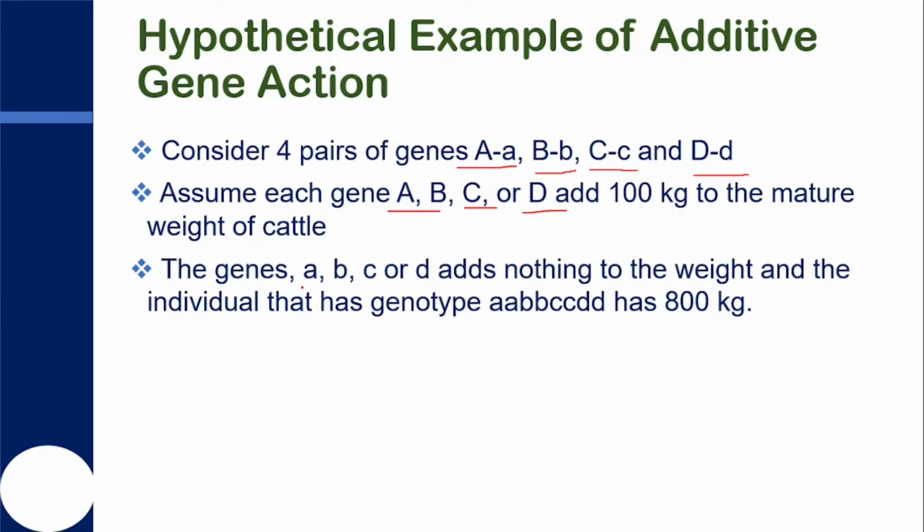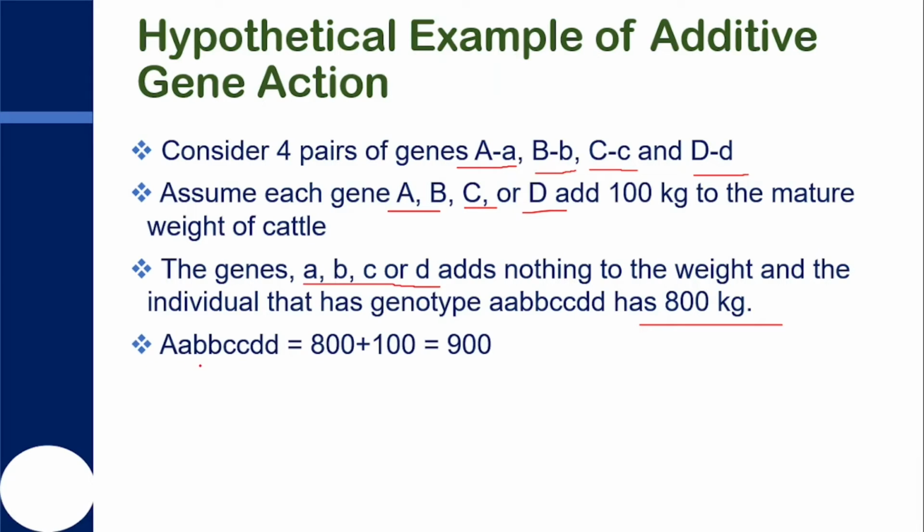But we will also assume that the genes which are small a, small b, small c or small d add nothing to the weight, and the individual which has genotype small a, small a, small b, small b, small c, small c, small d, small d will have only 800 kg body weight. So these genes add nothing to the phenotype. The individual which has all the small genes in the genotype will have 800 kg mature body weight.